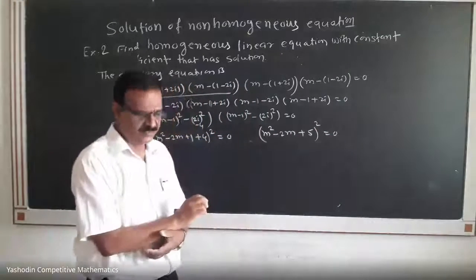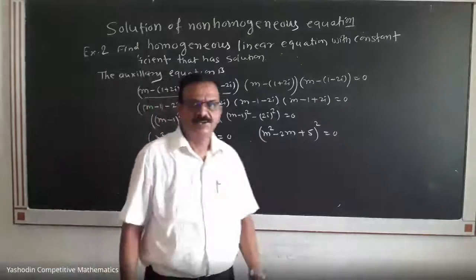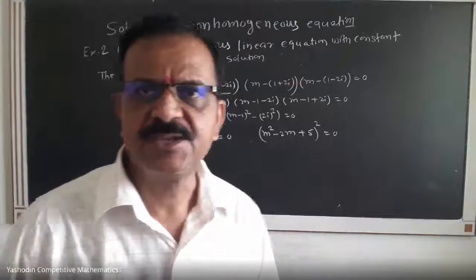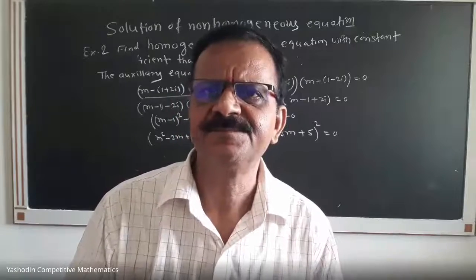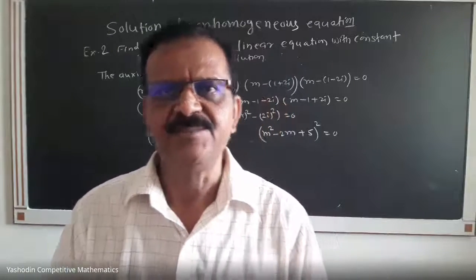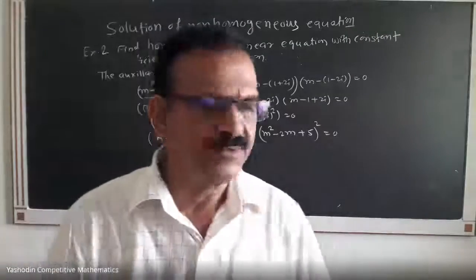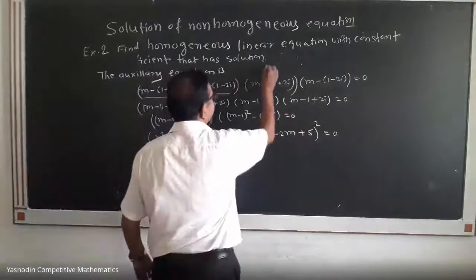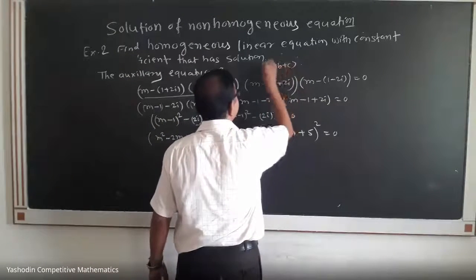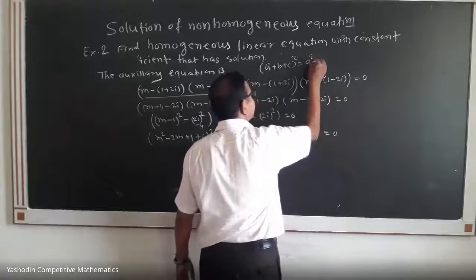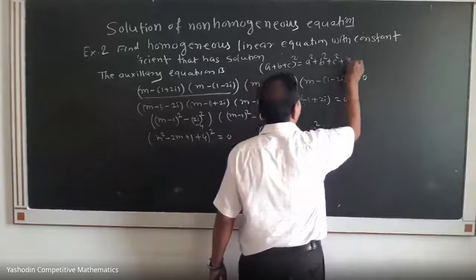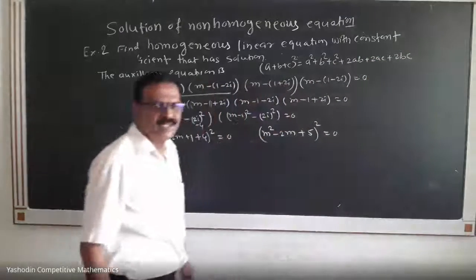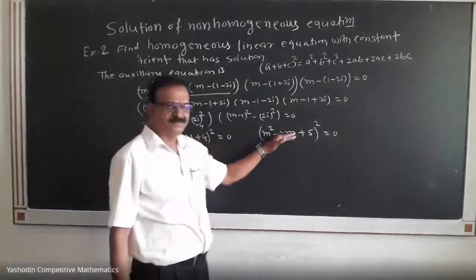This is the auxiliary equation. Now take the square of this. What is the square of a plus b plus c? 3 terms. The square of a plus b plus c is a square plus b square plus c square plus 2ab plus 2ac plus 2bc. Here I shall write that rule. (a plus b plus c) square equal to a square plus b square plus c square plus 2ab plus 2ac plus 2bc. I shall use that rule to expand this.